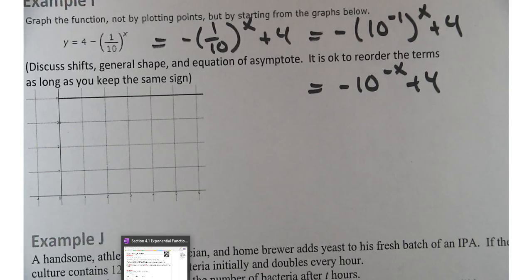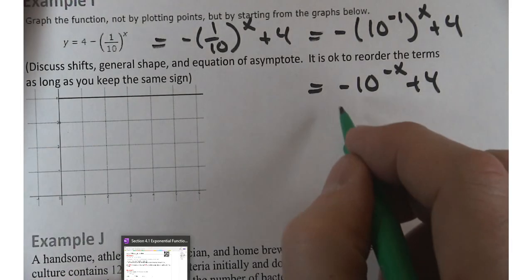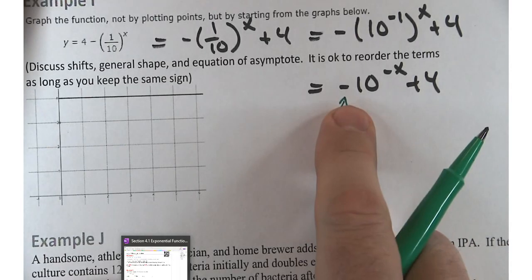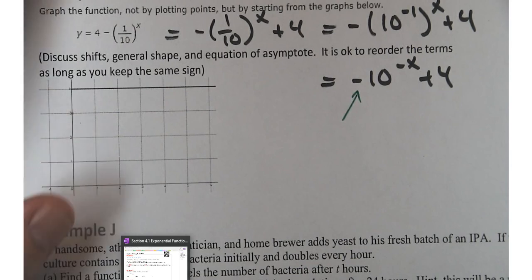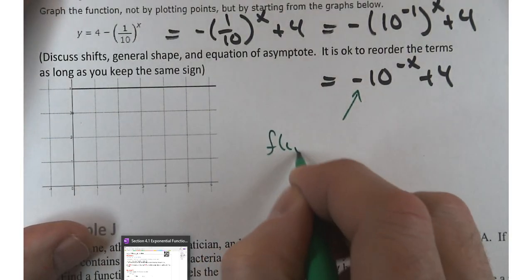Let's remind ourselves of what some of these shifts are. What's the negative going to do as far as a shift is concerned? Flip. Across the... Yeah. Flip across the x-axis.